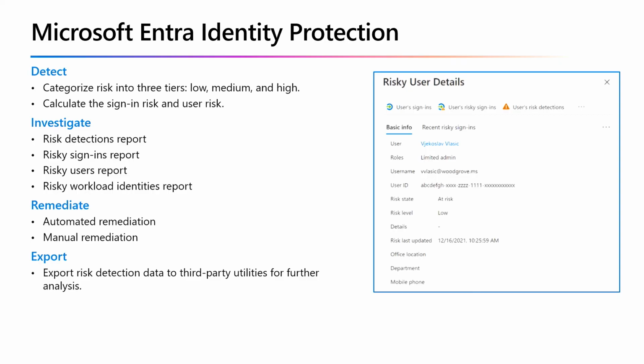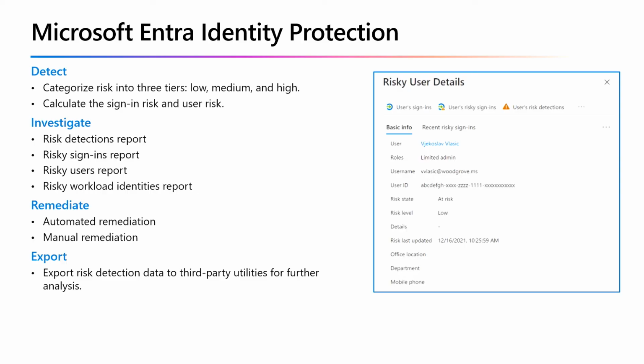During the detection phase, it calculates the sign-in risk and the user risk. In the sign-in risk, we look into the probability that the sign-in wasn't performed by the user. On the other hand, for the user risk, we look into the probability that their identity has been compromised. And we categorize risk into 3 tiers: low, medium, and high. Then, in the investigate risk phase, Identity Protection provides organizations with 4 reports that they can use to investigate identity risk in their environment.